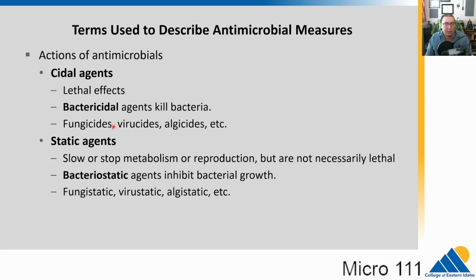Cidal agents, again, you might think you always want to kill microbes, but that is not always the case. Particularly when we talk about antibiotics, there is another group called static agents that slow or stop metabolism or reproduction, but they don't necessarily kill the microbe that's there. These can be useful because they can often be less harsh. This generally functions on the principle that the average individual has an immune system which is able to deal with a small number of microbes. So if we slow growth down, the immune system can deal with the remainder.